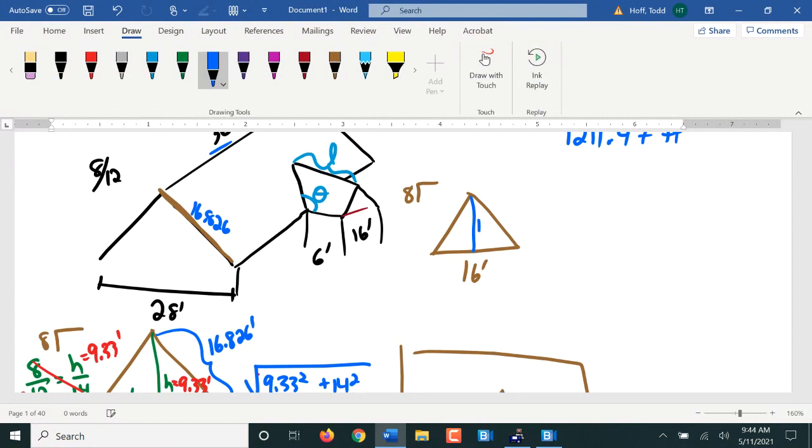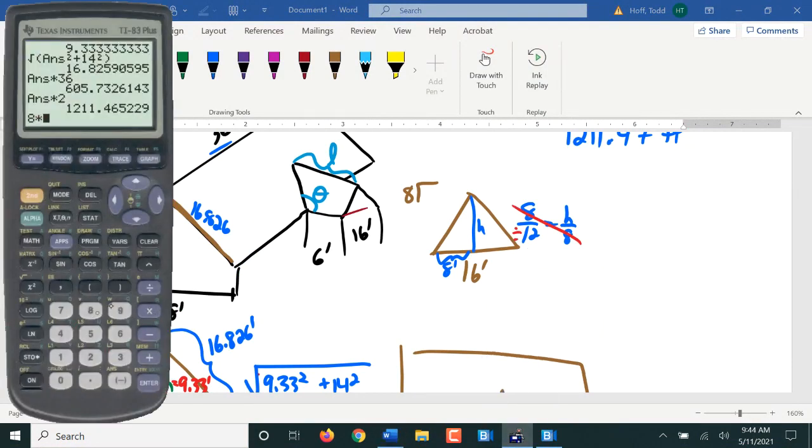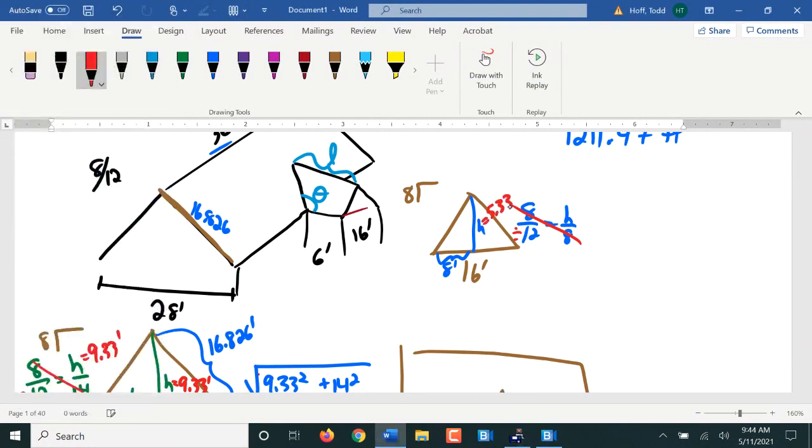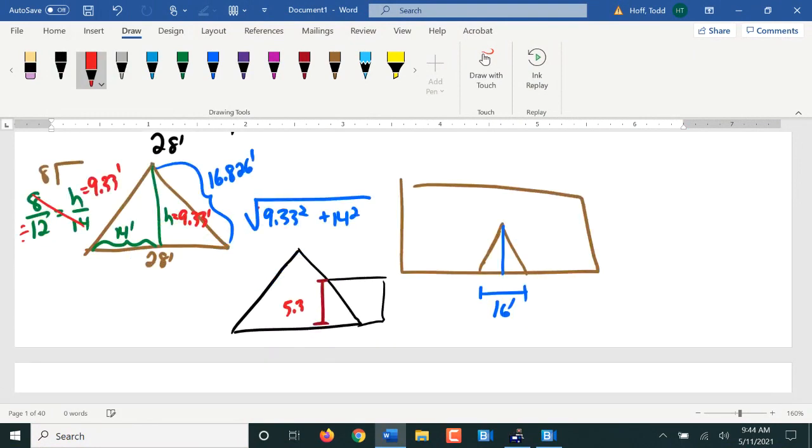We're going to find this height now on an 8-foot run. So it's 8/12 equals h over 8. So we cross multiply and divide. 8 times 8 divided by 12 is 5 1/3 feet. So that height here is 5 1/3 feet, 5.33333.